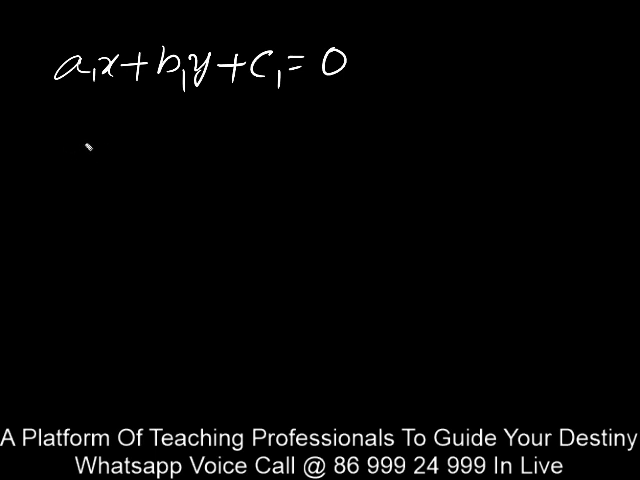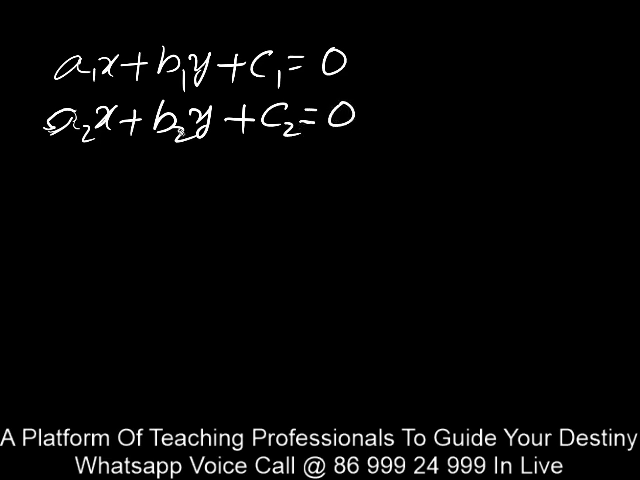a1x plus b1y plus c1 equal to 0, and a2x plus b2y plus c2 equal to 0. Everyone knows this cross multiplication method. You might have done it in your lower classes itself. But we are making it convenient for our fast calculation.